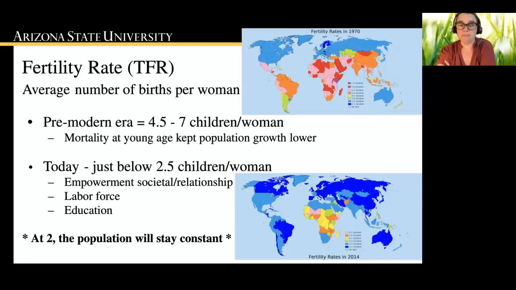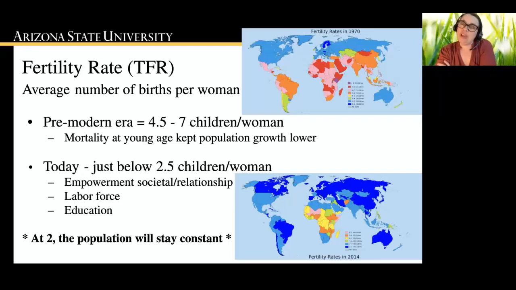If we look at the fertility rates in 1970, we can see that even in North America and in parts of Northern Asia and Europe and Australia, we were at the 2 to 3 child range. But massively in Southern Asia and Africa, we were looking at 6 to 8 children easily per woman.